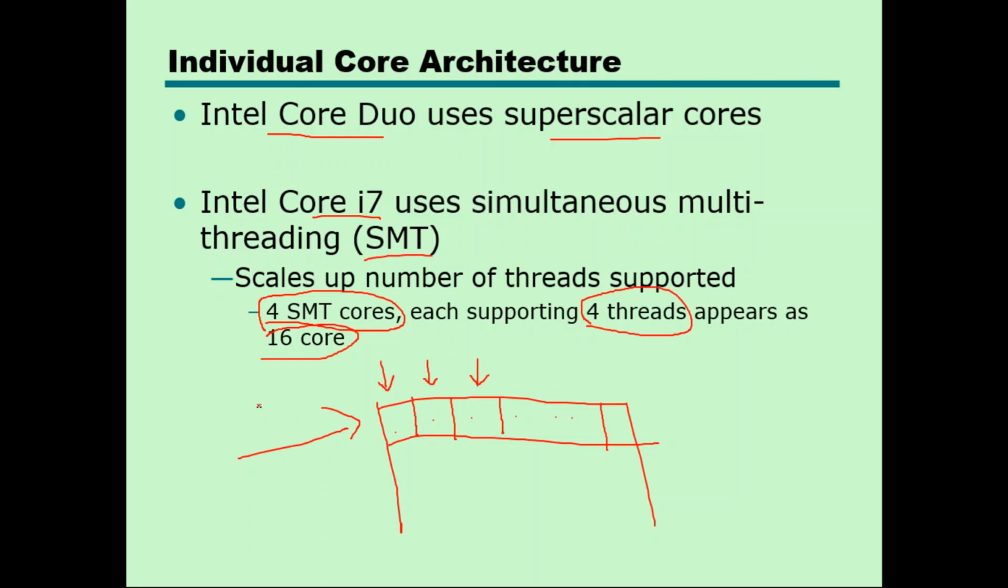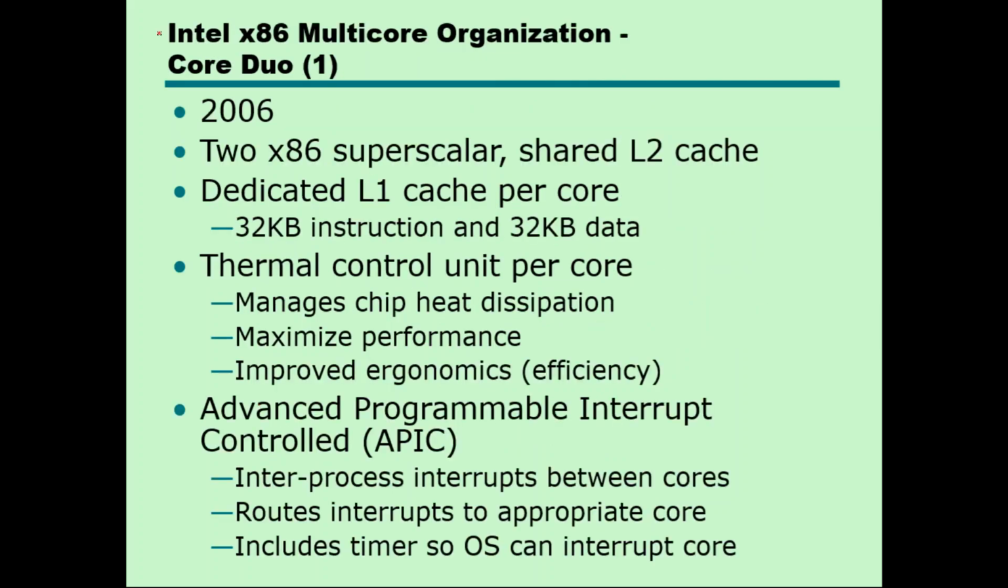Okay. So if you take the x86 multi-core organization for Core Duo, it was introduced in the year 2006. It has two x86 superscalar processors and it has a shared L2 cache. There is a separate L1 cache, but there is a shared L2 cache. There is a dedicated L1 cache per core, which contains a 32 KB instruction cache and a 32 KB data cache.